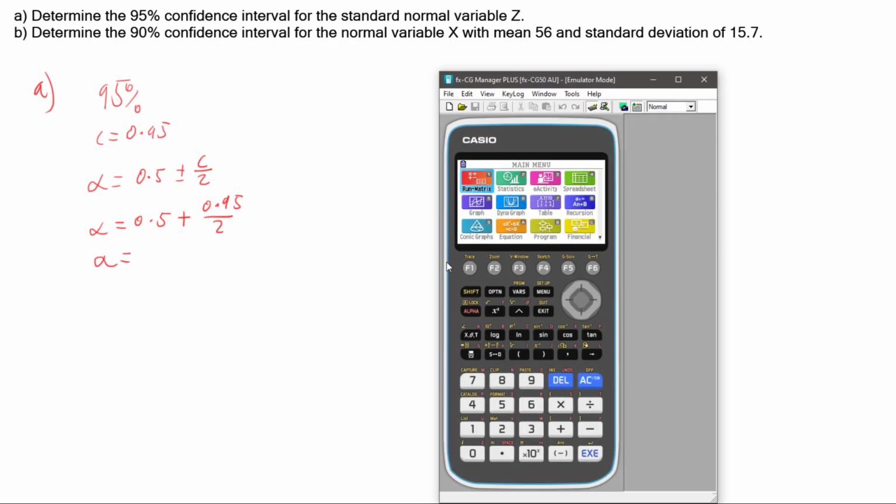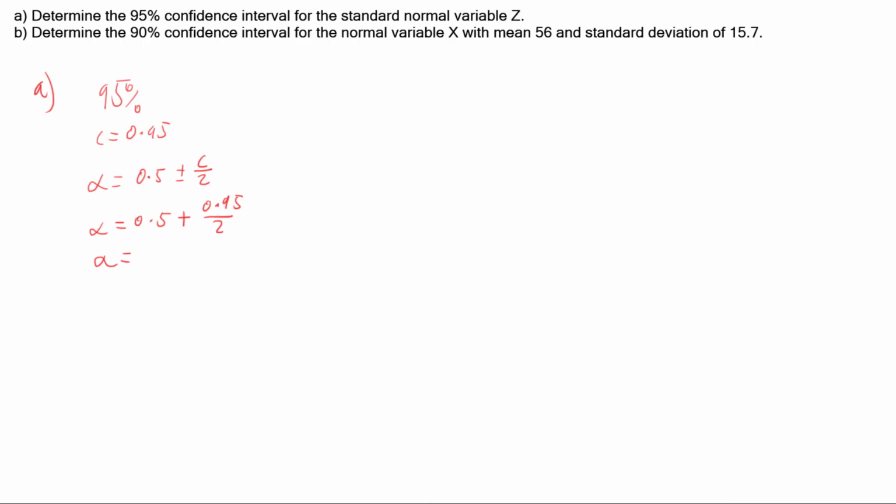Now let's work that out. I'm going to bring up a calculator. So we've got 0.5 plus 0.95 over 2, and that gives us a proportion of 0.975. And so we want to use this proportion to give us our confidence interval.